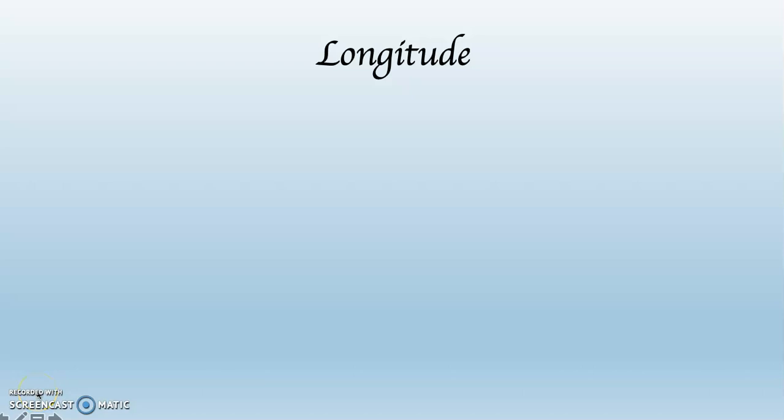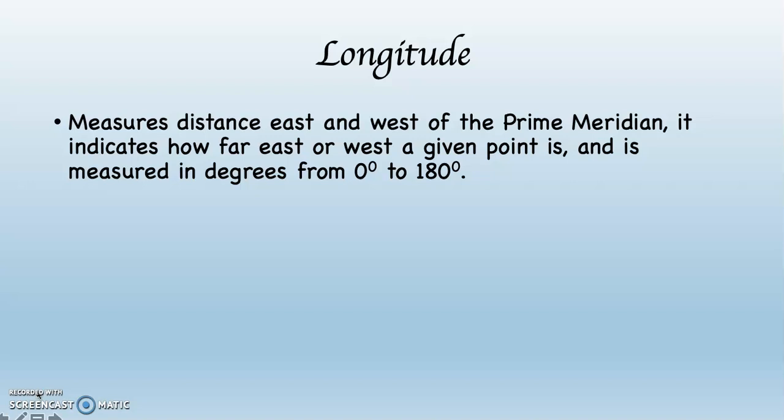The second half of the geographic grid is, of course, longitude. Longitude measures distance east and west of the prime meridian. I recognize that you probably know the equator and the north and south poles. Maybe you have not heard of the prime meridian. Well, now you have. It indicates how far east or west a given point is, and it's measured in degrees from 0 to 180. That is the way we define longitude.